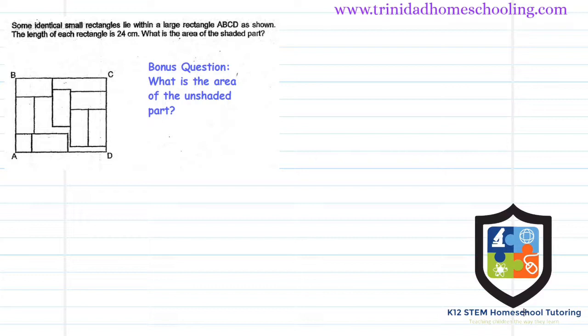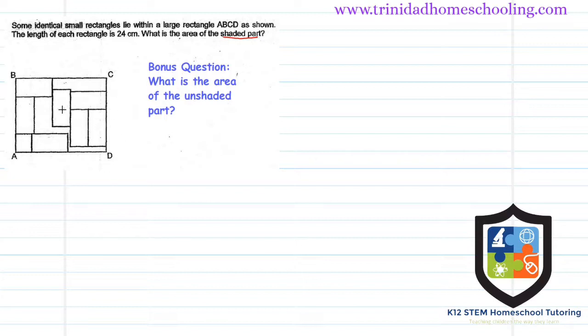Okay, so welcome to another solution video to our word problem practice questions. In this question, we have some identical small rectangles and they lie within a larger rectangle ABCD. They said that the length of each rectangle is 24 centimeters, and they want us to find the area of the shaded part. Now the shaded part would be where the rectangles lie.